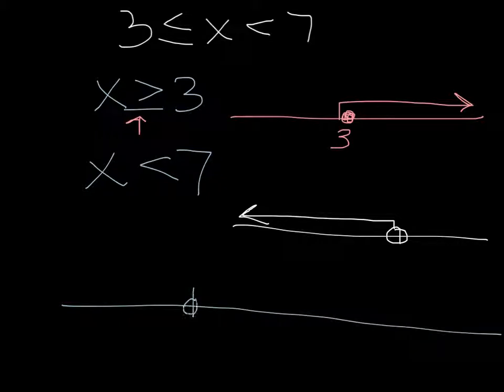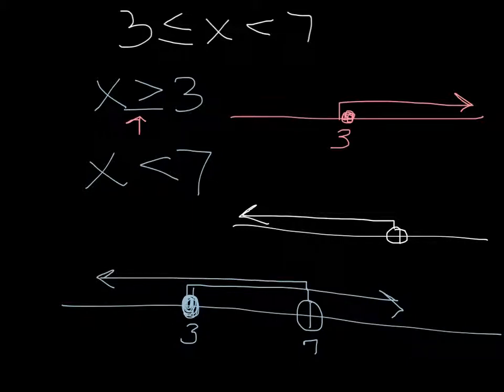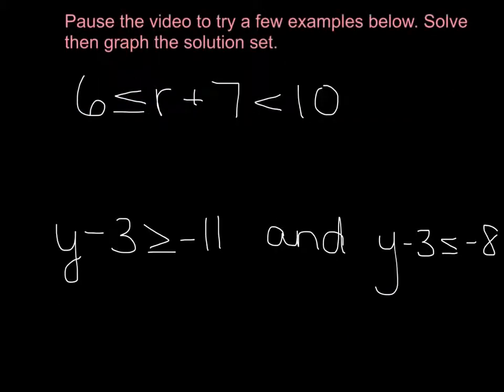So if you were to draw a compound graph on this one, you would draw your line. You would have 3 with a solid circle, and your arrow would go this way. And then you would have a 7 with an open circle, and your arrow would go that way. So therefore you can see that all of these numbers are the ones that overlap to make this inequality true. Pause the video to try a few examples. Solve, then graph the solution set for each compound inequality.